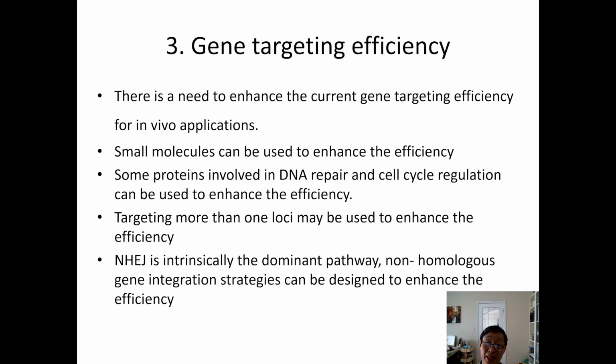Now, the last issue is gene targeting efficiency. We know that in vivo it's not very easy to achieve high gene integration efficiency. Fortunately, there are many different ways we could enhance efficiency. For example, use small molecules or use proteins involved in DNA repair or cell cycle regulation, or even target more than one loci. And even more, we could explore the non-homologous end-joining pathway.